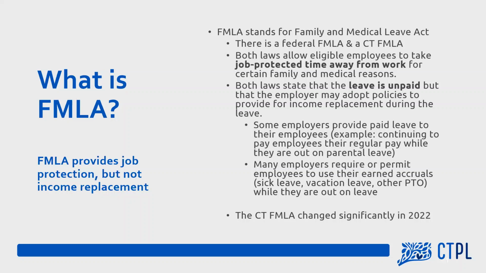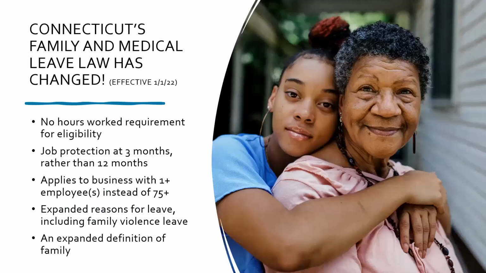As I mentioned, the law has changed pretty significantly as of January 1st. Here are the big changes to the law. There is no longer any hours worked requirement for eligibility. So previously under Connecticut FMLA, in order to be eligible for job protection, a person had to work for at least 1,250 hours in the past 12 months. That is no longer a requirement.